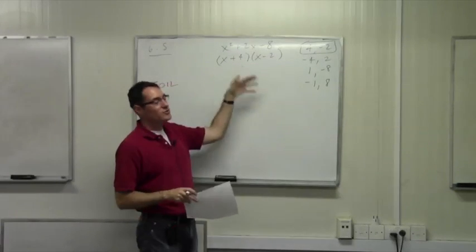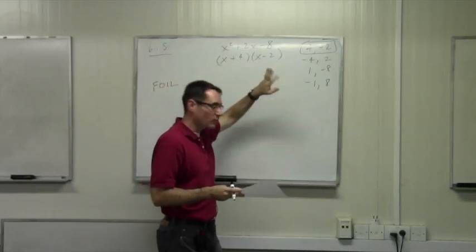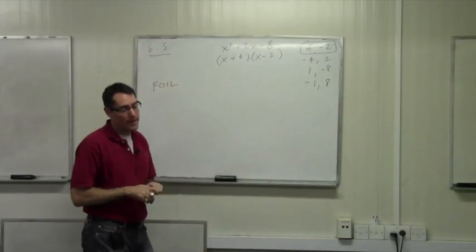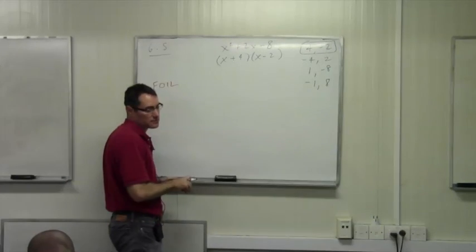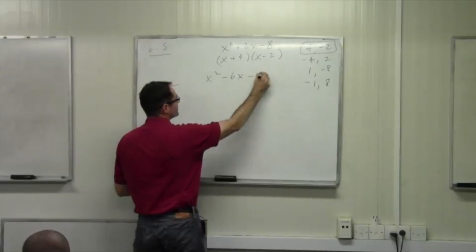You can check it by doing the FOIL method as well, but that's going to be the answer. And if you'd gotten x minus 2 and x plus 4, same thing. So no biggie. Try this one on your own: x squared minus 6x minus 7.